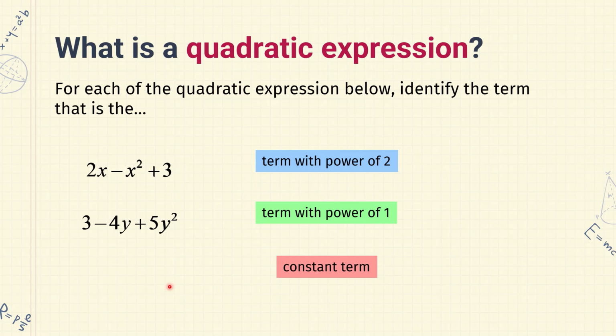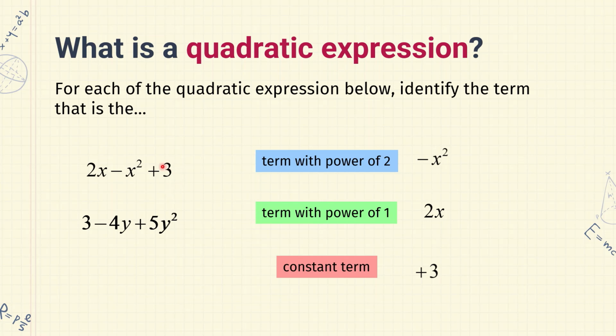For the first expression, 2x minus x squared plus 3, we see that the 2x term at the beginning is a positive 2x. The power of x is actually 1, so that is our term with power of 1. Then the negative x squared that comes after is the term with power of 2. And finally, the plus 3 is the constant term.